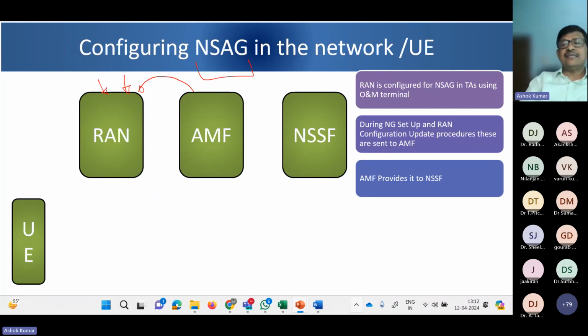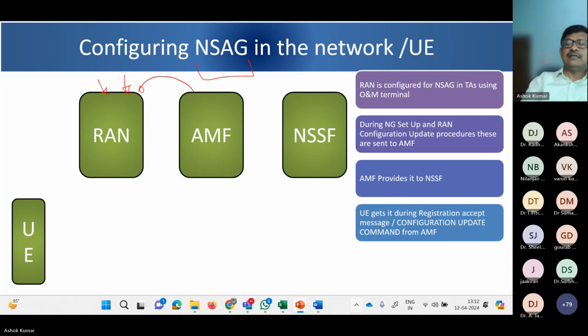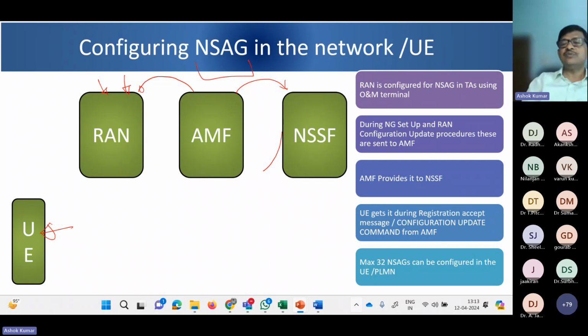So basically, in that case, AMF provides to NSSF, and then the second is how the UV gets it. So basically, AMF to NSSF. When the UV registers, at that point of time, through the procedure, this goes to the UV. And this can also be already configured in the UV, possible. If it is not, then during the registration process through AMF to NSSF, it can reach the UV. So UV also knows different groups.